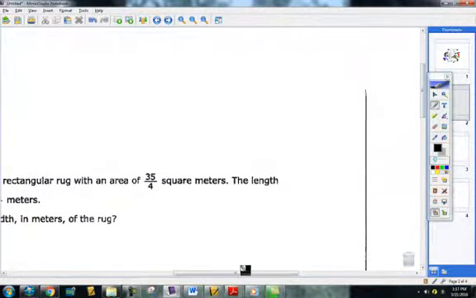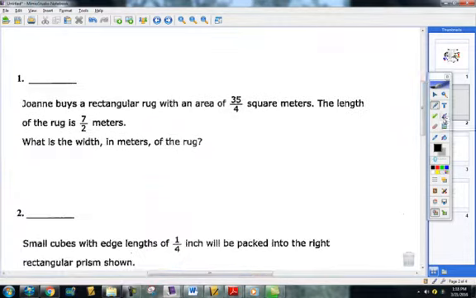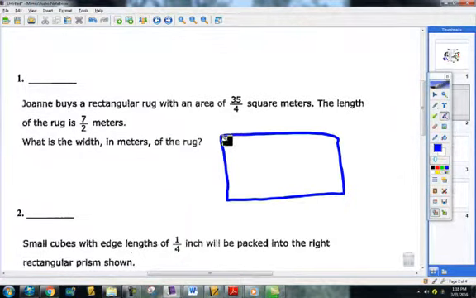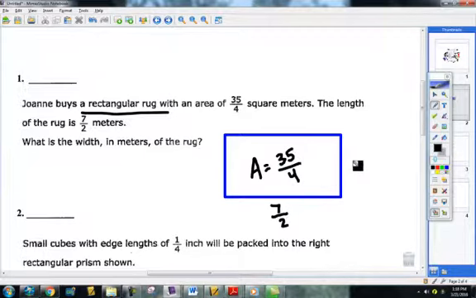All right. Here we have the same question that you guys have seen on several instances now. The biggest thing here, I want you to draw a picture. Okay, I want you to draw that rug. It's a rectangular rug, so I want you to draw it. Okay, you know that one of the lengths, in this case I would call that the base, that has that. You know this whole thing has an area of 35/4. Okay, I need to know what this is.